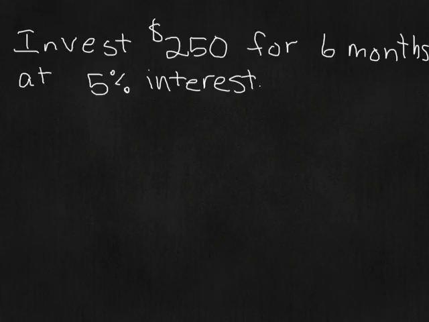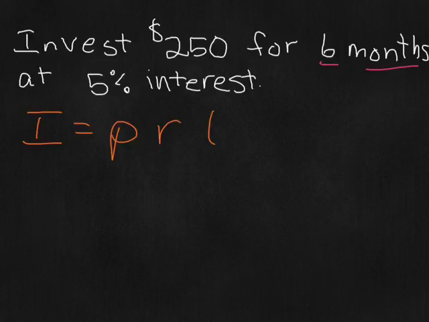Okay, I think you're good on those, so I skipped one, and here's one with 6 months. So remember, your time has to be in years. So this is one with 6 months. So I want to show you how to do one like this. So again, interest is principal times rate times time. And the principal is, in this case, you are investing $250. At an interest rate of 5%, we need to write that as a decimal.